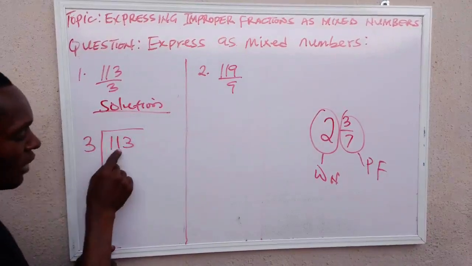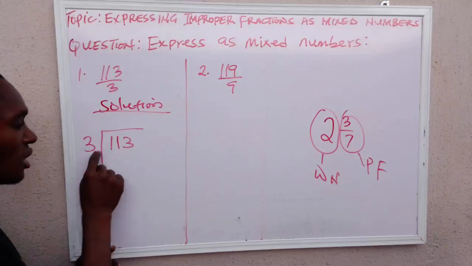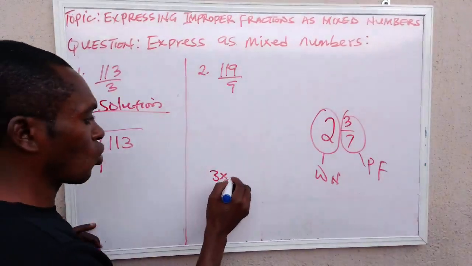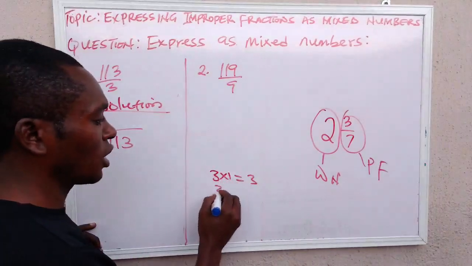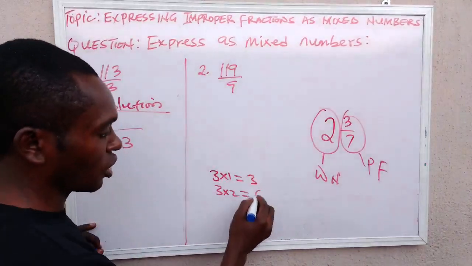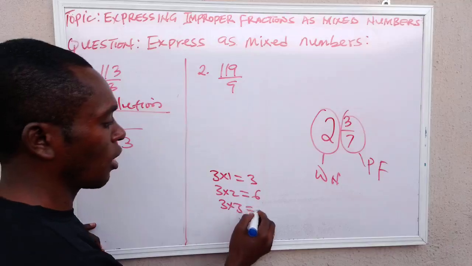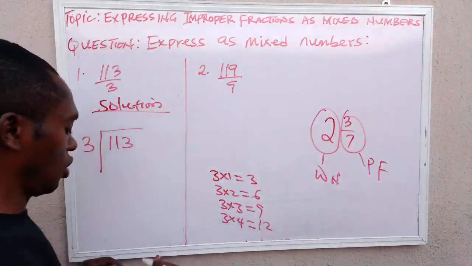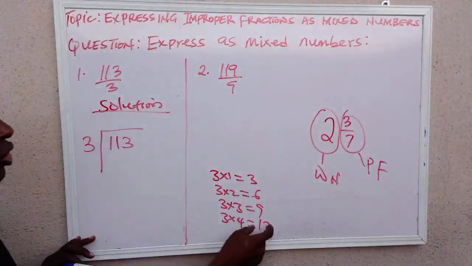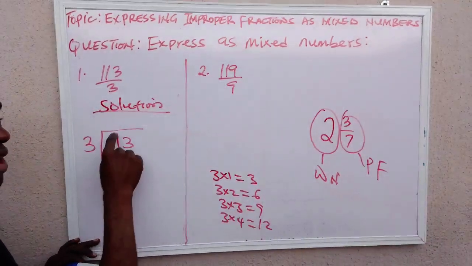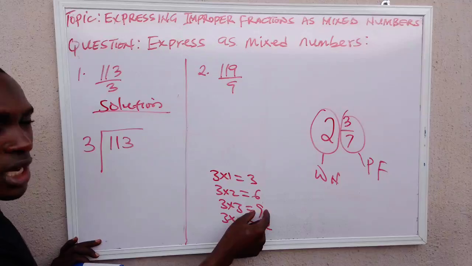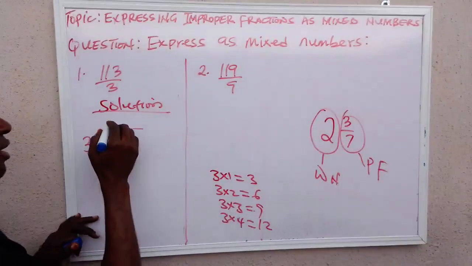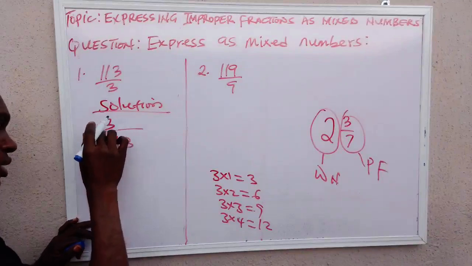So we'll combine the first 2 digits. How many 3's are in 11? If you do 3 times 1, you have 3. If you do 3 times 2, you have 6. If you do 3 times 3, you're going to have 9. If you do 3 times 4, you're going to have 12. So you see, the moment you get to 3 times 4, you have a number 12 which is bigger than this. So the one that is closer, that is smaller than this, is 9. So how many 3's can I find here? They are just 3.